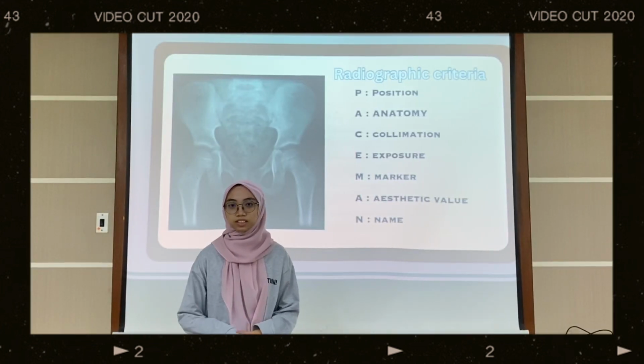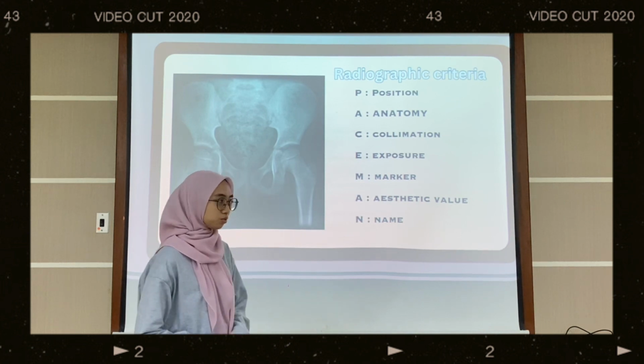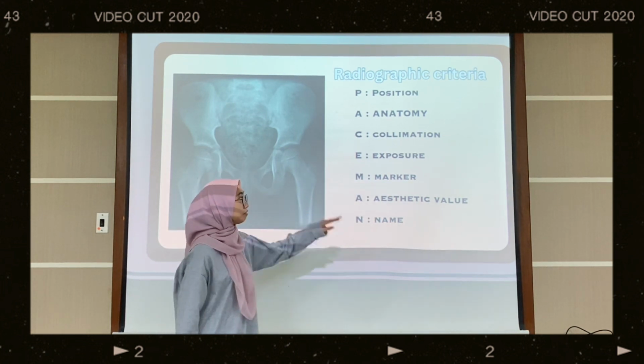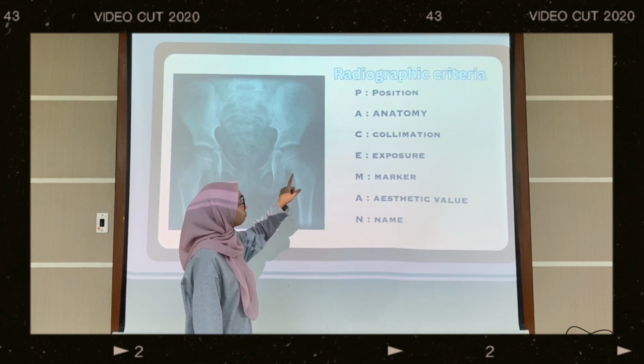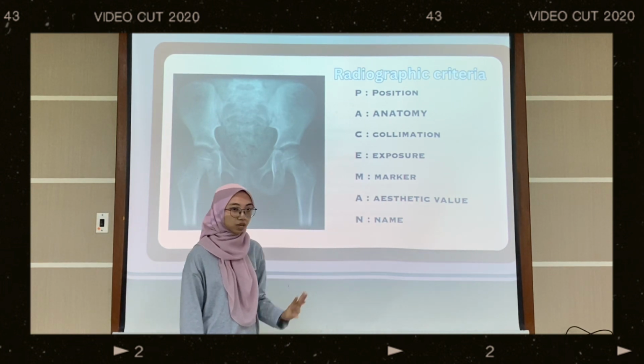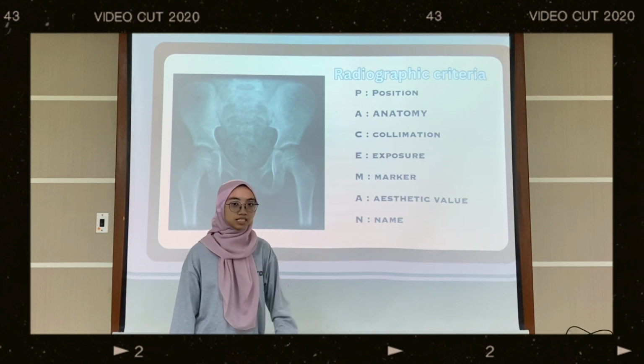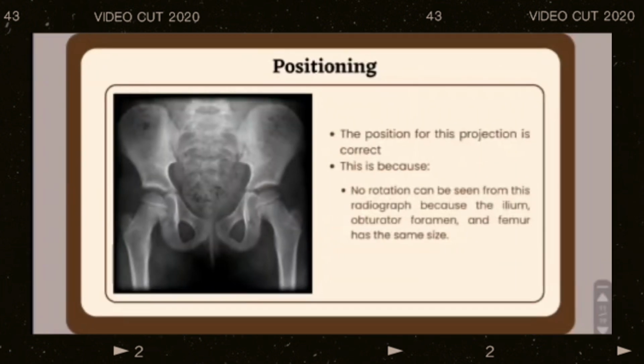Okay, I will talk about the radiographic criteria that will be divided into 7, which is called PACEMAN: P for position, A for anatomy, C for collimation, E for exposure, M for marker, another A for aesthetic value, and the last one is name. Okay, the first one I will talk about is positioning. The position for this projection is correct. This is because no rotation can be seen from the radiograph.